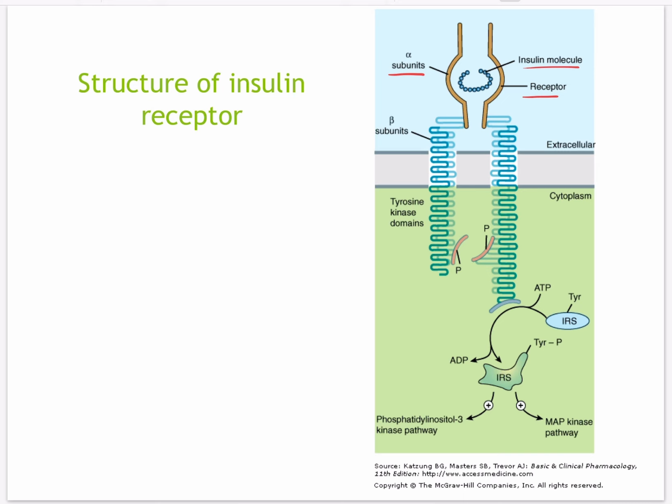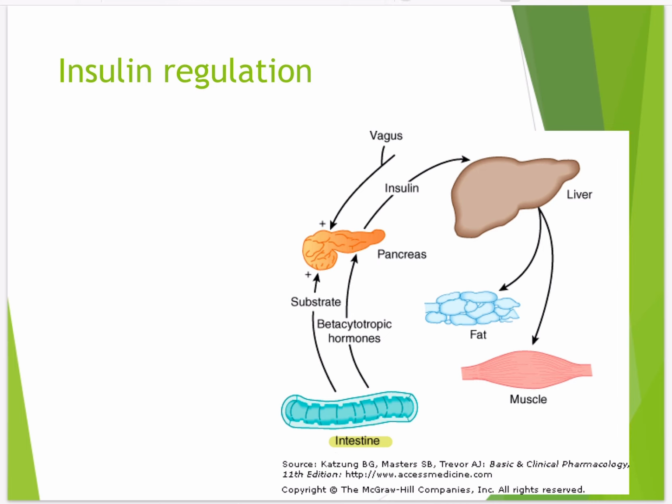How does insulin regulation start? How can we regulate insulin production, synthesis and release? For example, the first important thing is the intestine. After we feed, the glucose increases. When the glucose increases, it affects the beta cell in the pancreas, and insulin will be increased via GLUT2, which I explained.